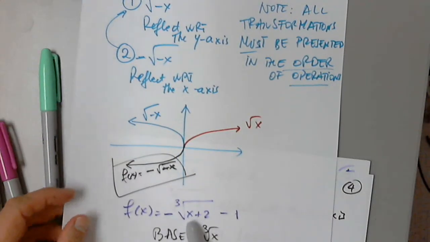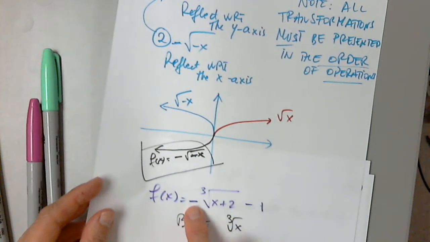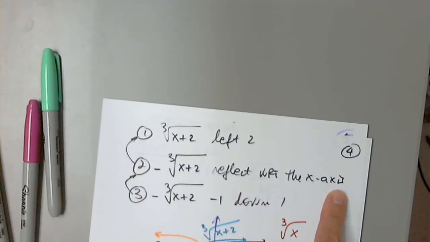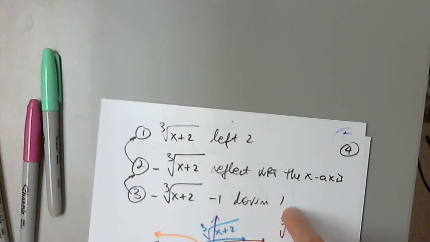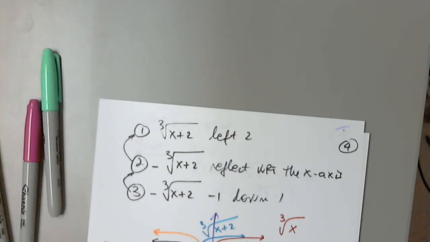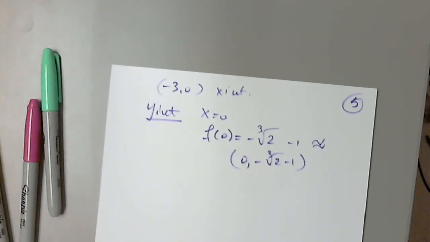So if I want to evaluate it for 6, first I have to do this transformation, left 2. Then I will multiply by negative 1, which is a reflection with respect to the x-axis. And then I subtract 1, which is a downshift of 1. This is the sequence of transformations. Just imagine that you're evaluating the function and do everything step by step in the same order. I will have more combos in a minute.